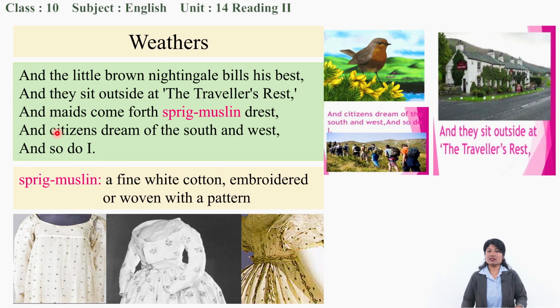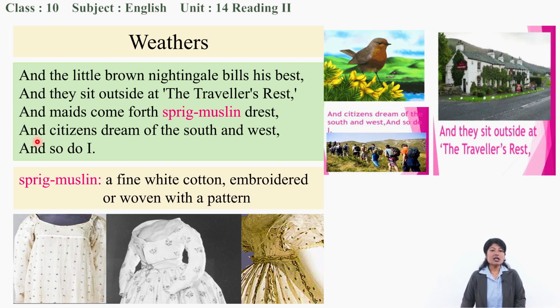And additionally, the maids, who are young or married girls, come for spring muslin dress. They come with their best dress. Spring muslin dresses are made of fine cotton, embroidered or woven with a pattern. You can see different cotton dresses over here that we wear in summer, right? Ladies and young girls like to wear nice dresses to come out in the spring season.